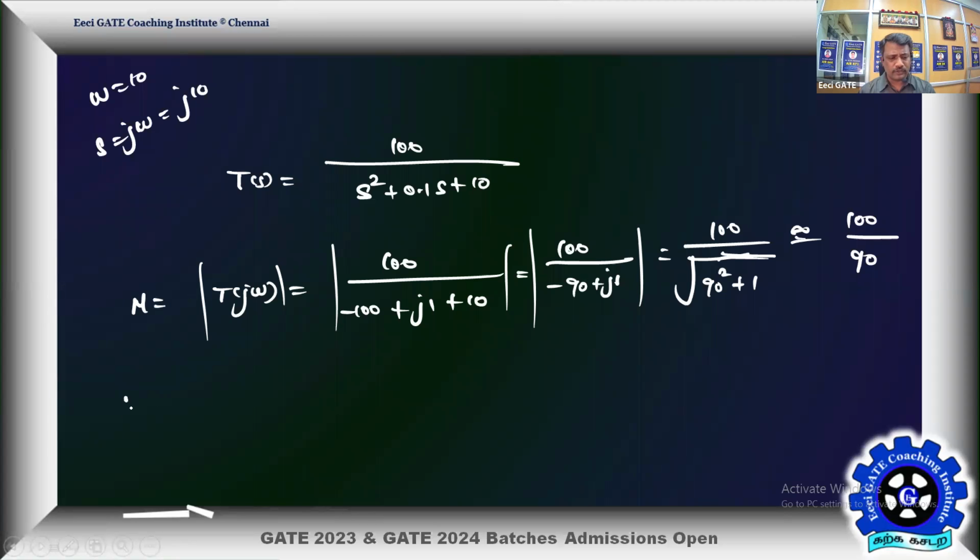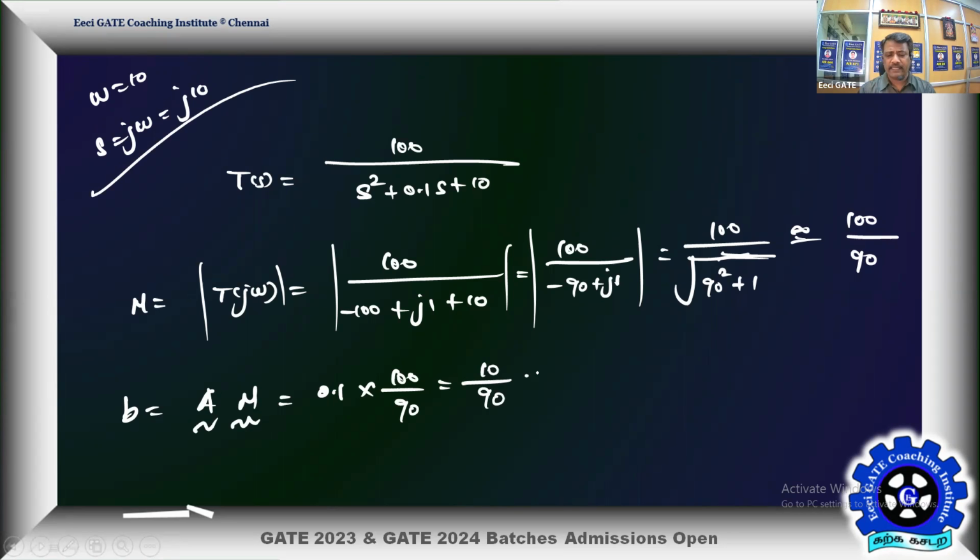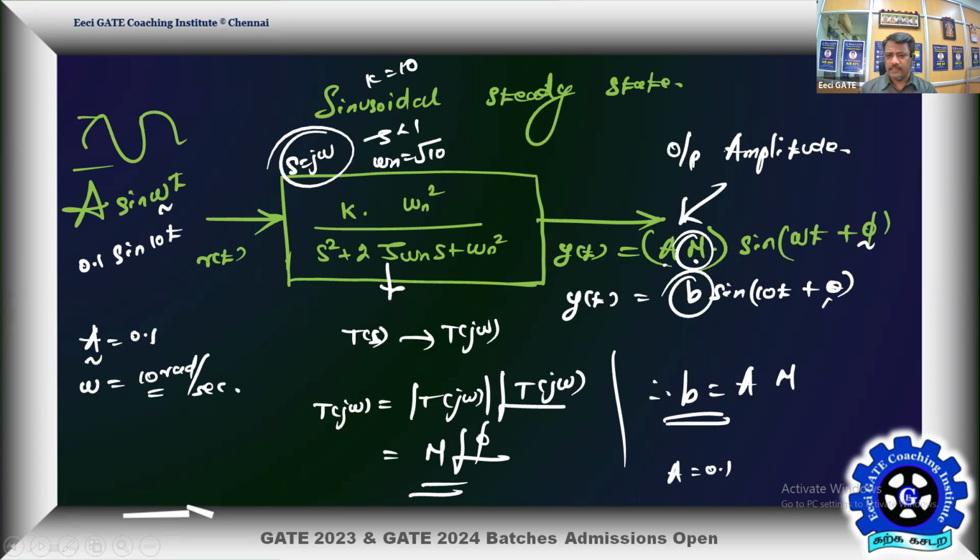So what is your B? B is nothing but A into M, input amplitude into the magnitude at this given omega. A is given as 0.1, M is known now, it's 100 by 90, and then 0.1 into 100 will be 10. So it's going to be 10 by 90. So then it will be 1 by 9. Yes, 1 by 9. But something like this is not mentioned in the options.